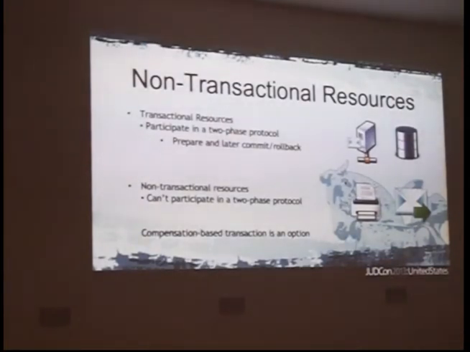You need to be able to prepare that resource and then later tell it to commit or roll back. We're talking about things like relational databases and message queues. A non-transactional resource is something that can't participate in a 2-phase protocol. We're talking about things like a printer, or sending an email, or sending a letter somehow. These are things that don't fit into the prepare and then commit or rollback scenario. So if you want to include one or more of these types of resources in your transaction, then a compensation-based transaction could be an option.